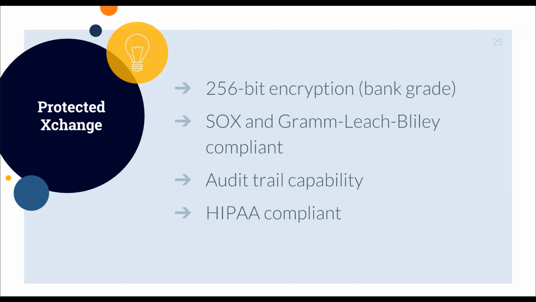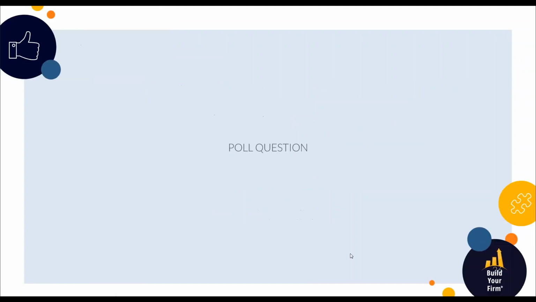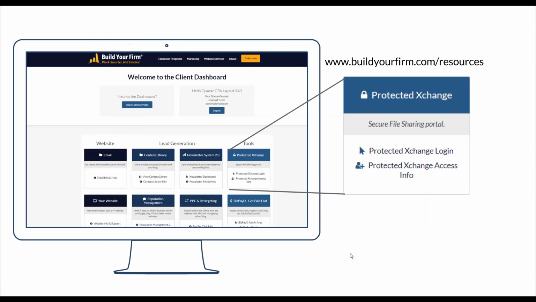So just like with the newsletter tool, to get to Protected Exchange, you go right into your client dashboard, and it's under the options of tools. Protected Exchange login is the link that you'll see right at the top, and that's going to take you to your own unique login screen. When you're logged into the dashboard, it knows to take you to your own login screen to log into Protected Exchange.